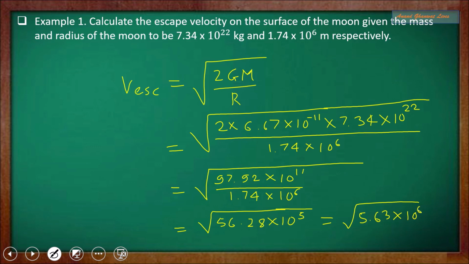So taking square root of 5.63, it is equal to 2.37, and square root of 10 raised to 6, that is 10 raised to 3 meter per second. Now let us write this in kilometer per second. Therefore escape velocity of the moon is equal to 2.37 kilometer per second.